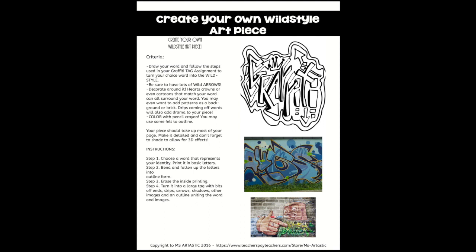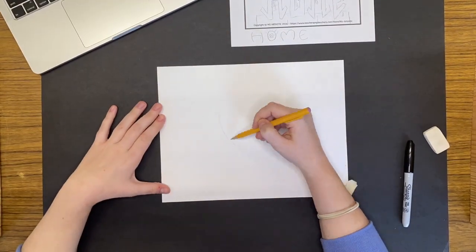Now it's time to do your final project that you spend the most time on. So you're going to take your tag word, get a new piece of paper, and design your tag word in the Wildstyle font or a font that you think represents your word, and then add lots of design and details to it with Sharpie.